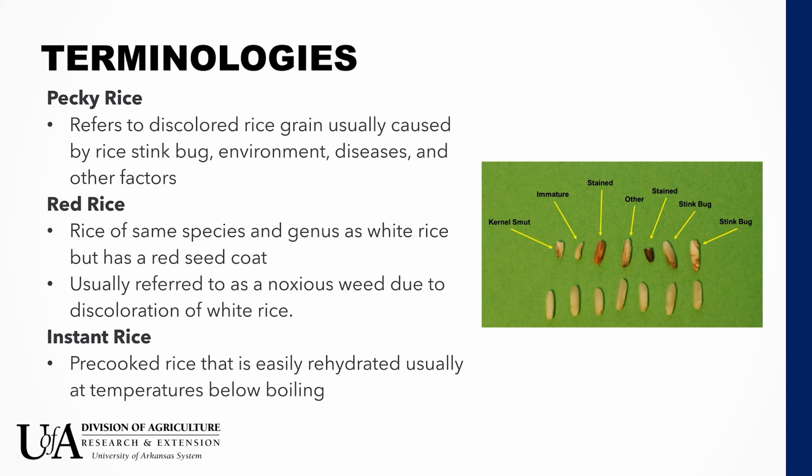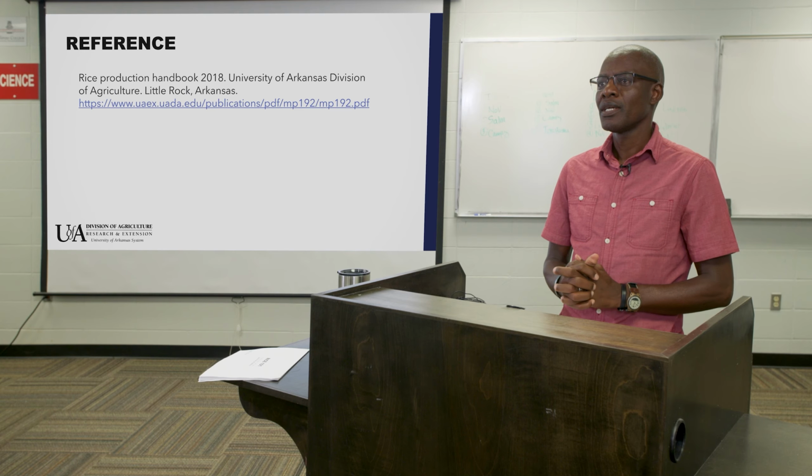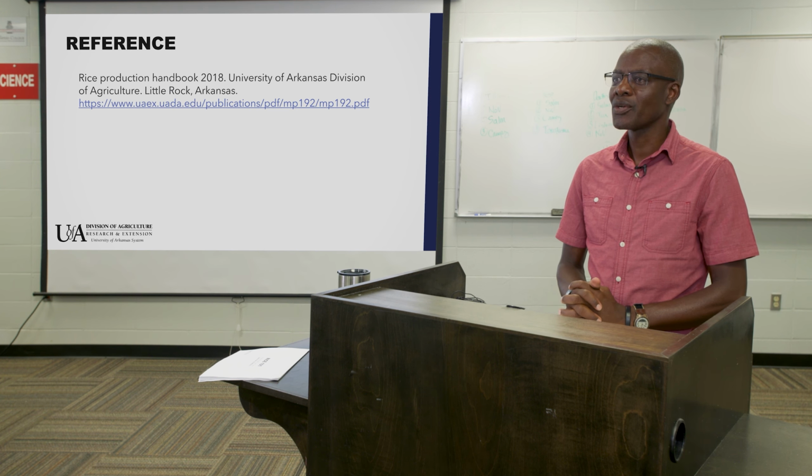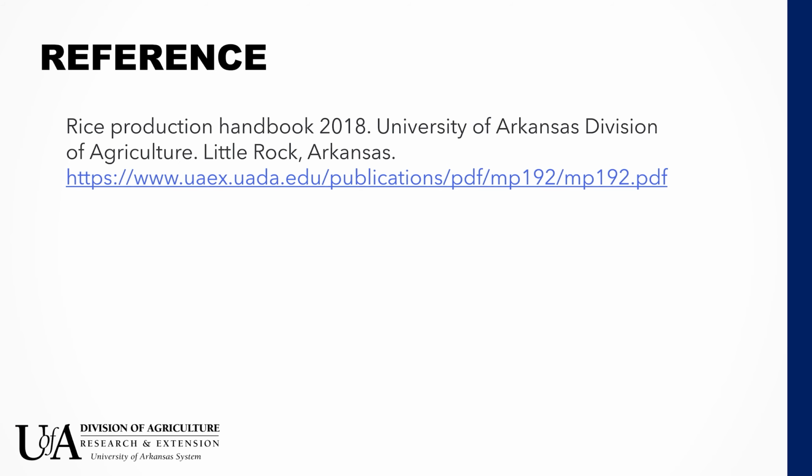Now we have red rice. This is rice typically of the same species and genus as white rice, but has a red seed coat and is usually referred to as a noxious weed due to the discoloration that it accords to the white rice. Instant rice, on the other hand, is rice that has been pre-cooked and can easily be rehydrated with water and then be consumed without extraneous cooking for a long time. Now, I'm going to leave you with some references that you can dig into to get a little bit more information on some of the terminologies that are used by the industry.